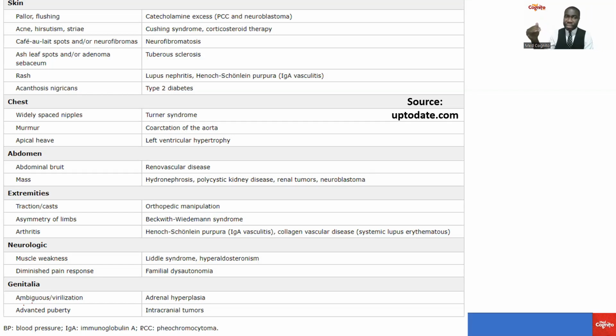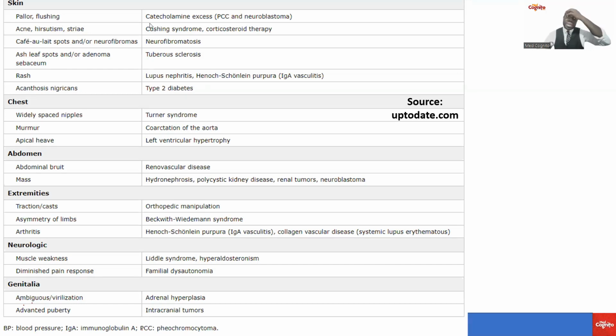Beckwith-Wiedemann syndrome. And if you have a child with hypertension plus arthritis, then you're thinking about what? Henoch-Schonlein purpura, and collagen vascular disease like systemic lupus erythematosus. Hypertension with muscle weakness, think about Liddle syndrome, hyperaldosteronism. Hypertension plus diminished pain response, then think about familial dysautonomia. These are all highfalutin stuff, right?